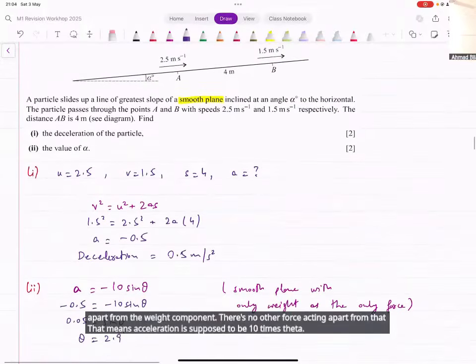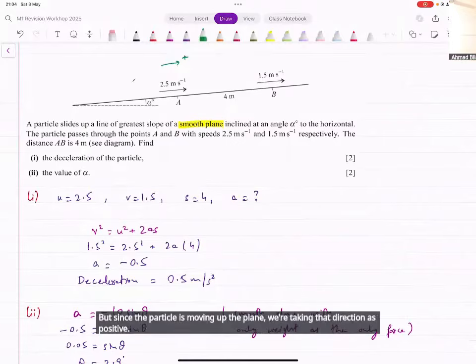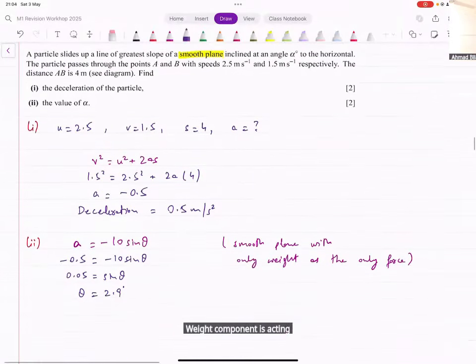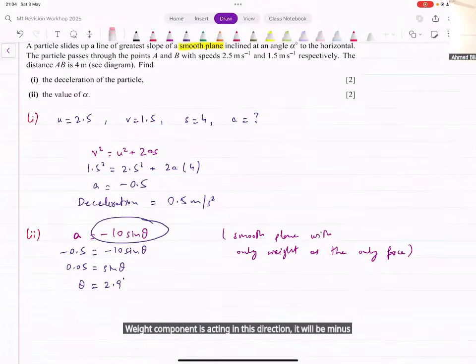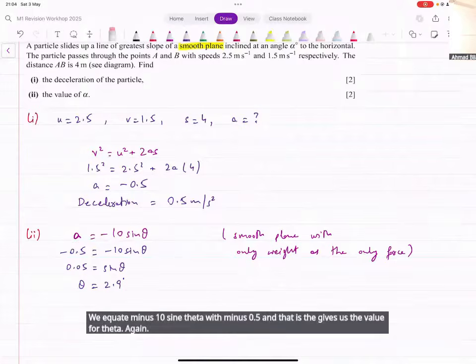But since the particle is moving up the plane, we're taking that direction as positive. The weight component is acting in this direction, so it will be minus 10 sine theta. We equate minus 10 sine theta with minus 0.5, and that gives us the value for theta. Again, smooth inclined plane with weight as the only force, acceleration is given by 10 sine theta.